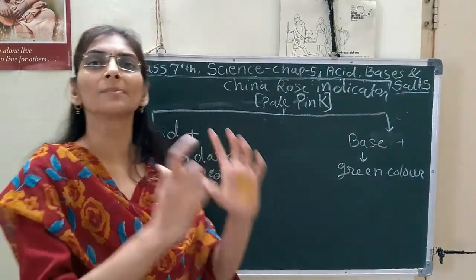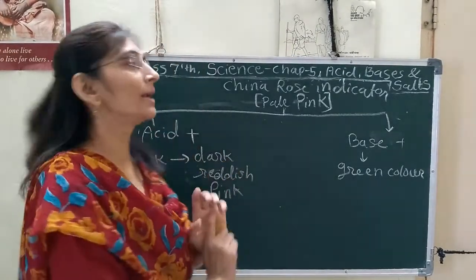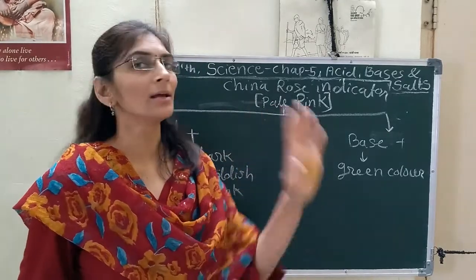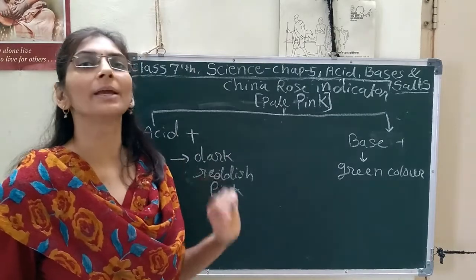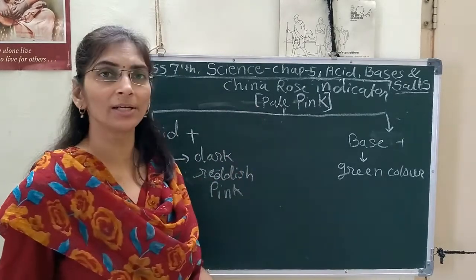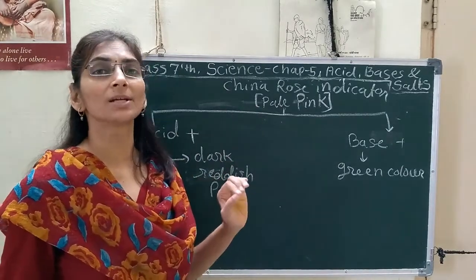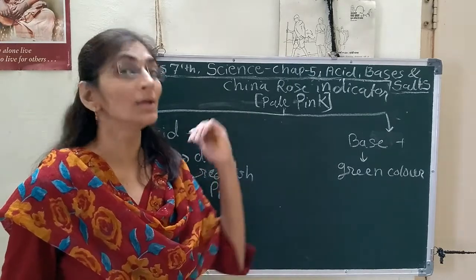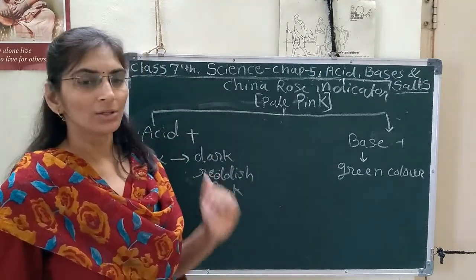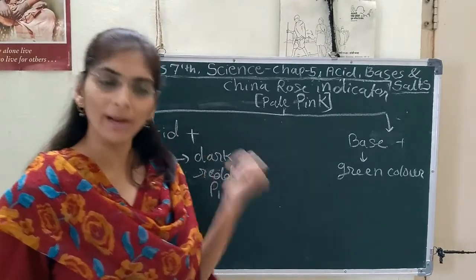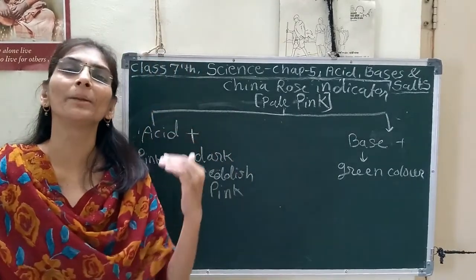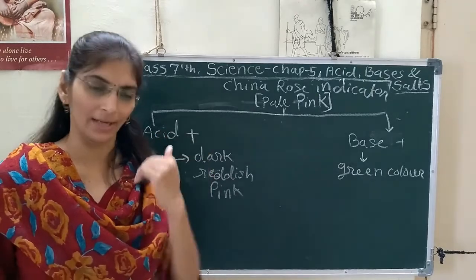And when the substance is neutral and we react it with China rose indicator, there will be no reaction. Thus, we can identify by using the China rose indicator whether the given substance is acidic, basic or neutral in nature. So this is about the reaction of China rose indicator. Now we will learn how to prepare China rose indicator.